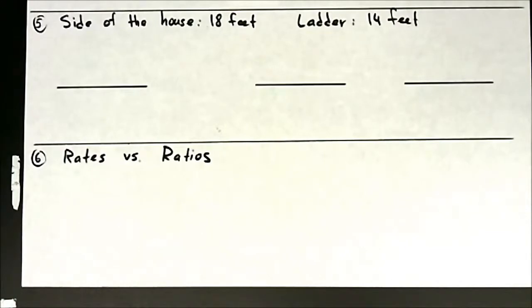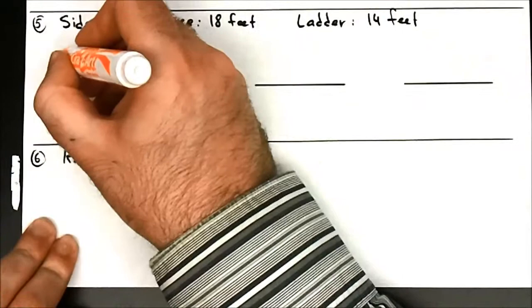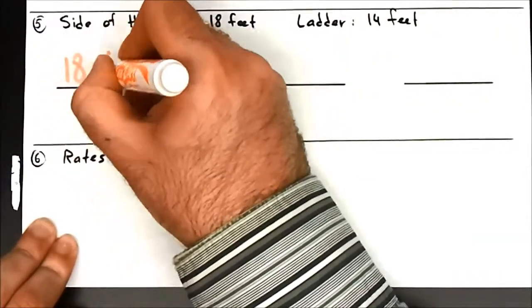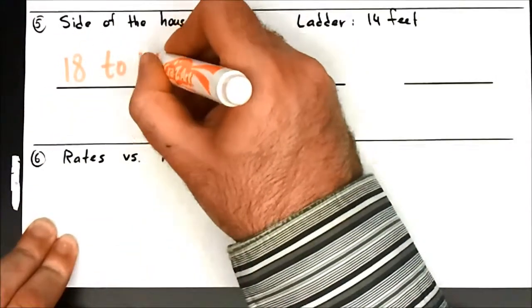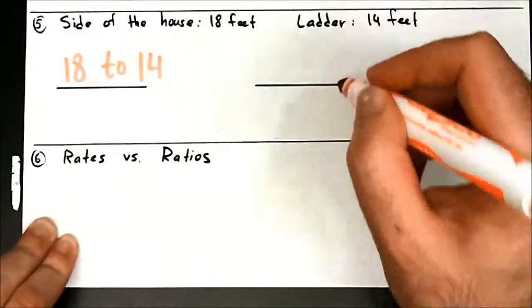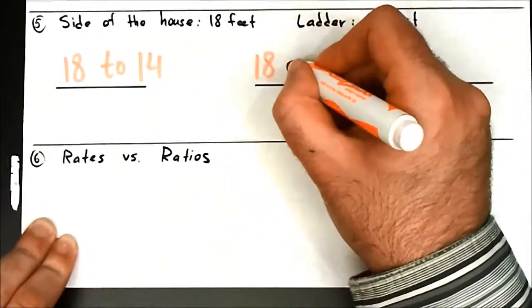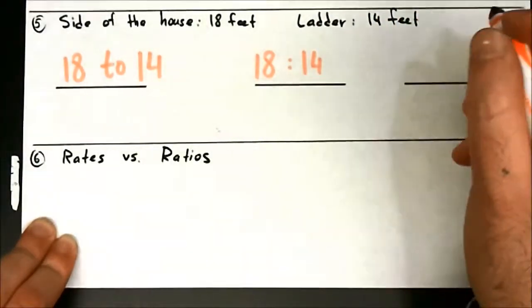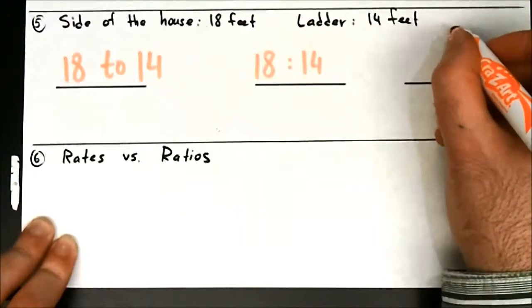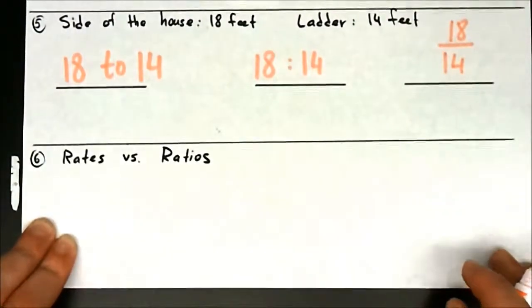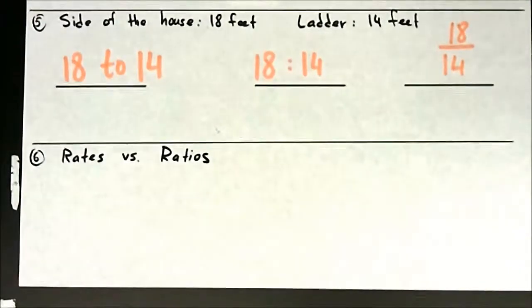Well, the first way is to put a 2 in between the 2 values, 18 to 14. The second way is to put a colon between the 2 values, 18 to 14. And lastly, I can write it in fractional form with a numerator and denominator, 18 to 14. And that's it. Questions on number 5?